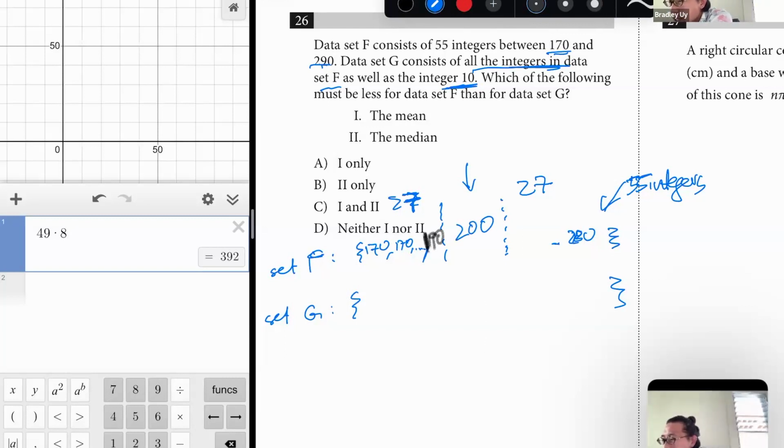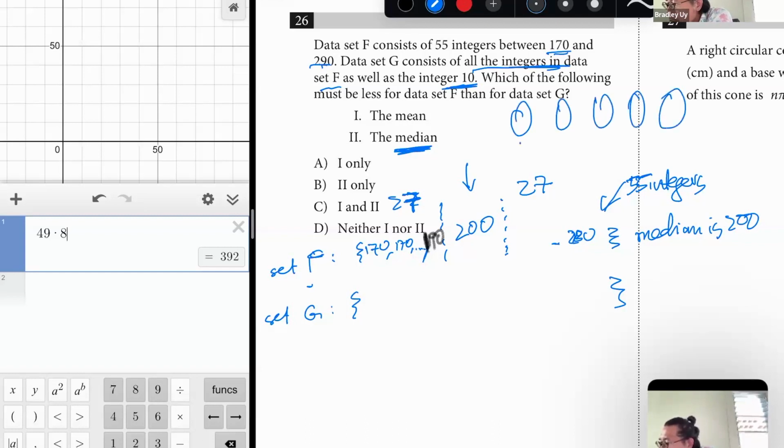Okay. So for set F, the median, which is the middle number, which is what they're talking about, is 200. How do I know that? Because for 55 integers, for an odd number of elements, for example, 5, there is always a middle one. There's a single piece of data in the middle, okay? So that's going to be 200. The median is 200, and the mean is going to be, we're going to add up all these numbers, and we're going to divide by 55, and the mean is, let's just call it X, okay?